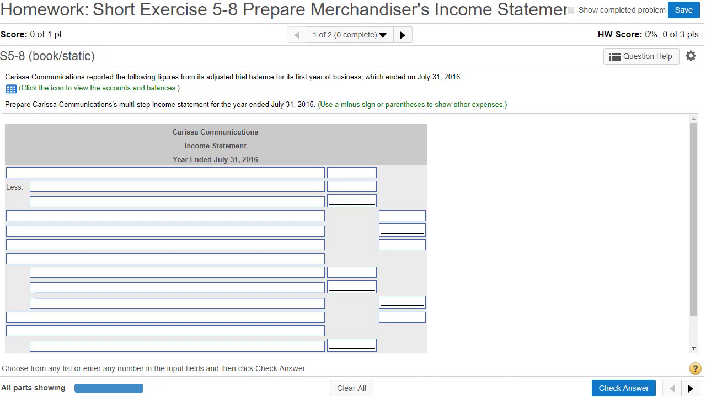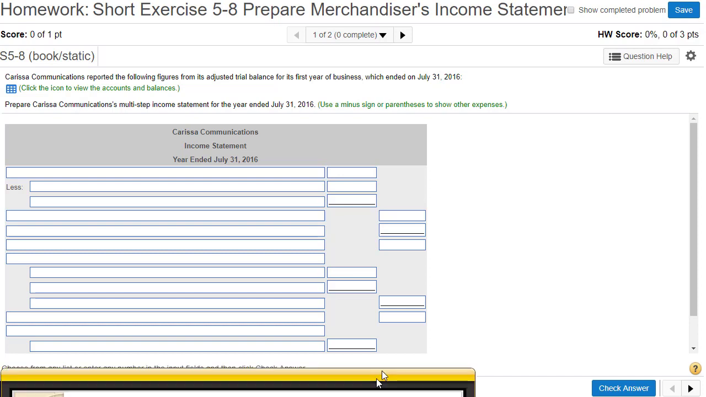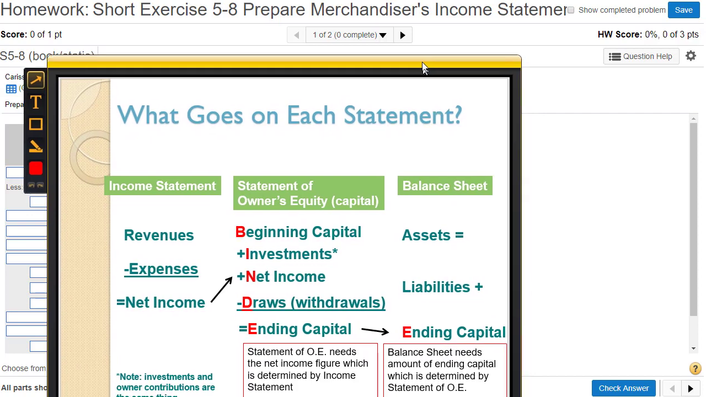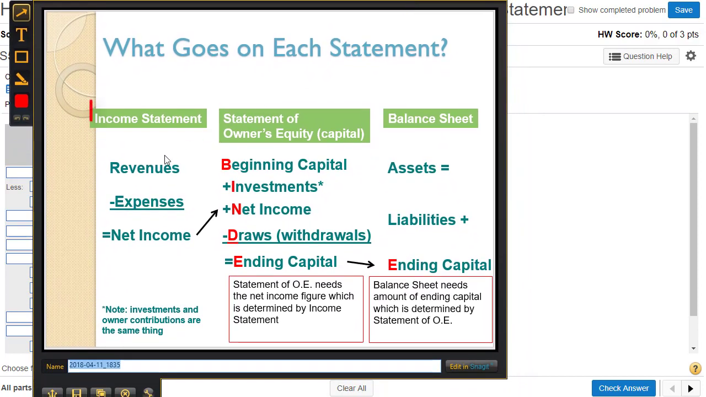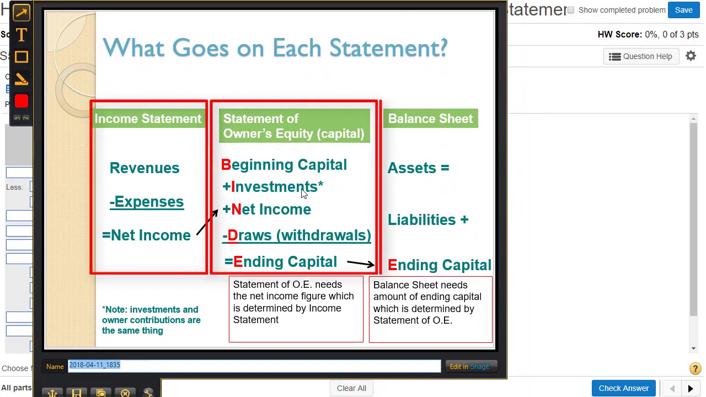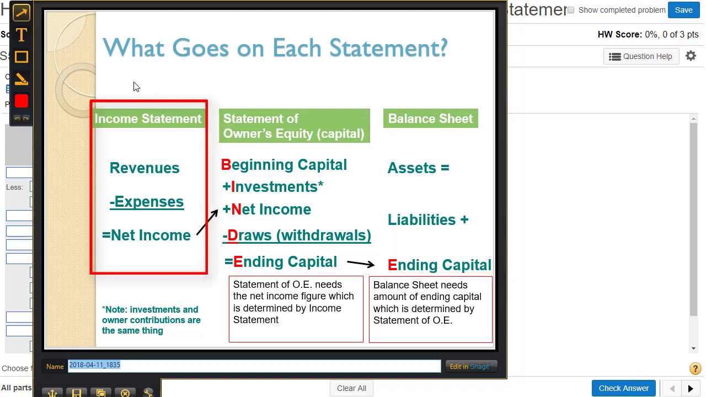Short exercise 5-A. We're going to prepare a merchandiser's income statement. So going back to our original formulas for the three financial statements, we've got the income statement, statement of owner's equity, and then balance sheet. In this problem, we're working on the income statement. So the very basic formula is revenue minus expenses equals net income.